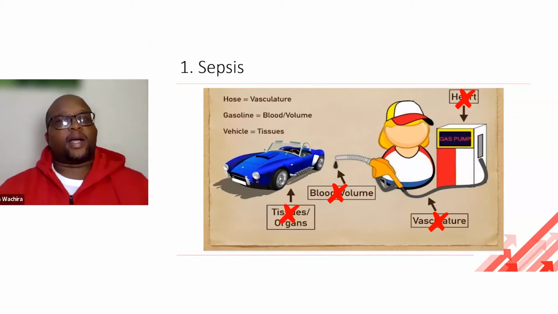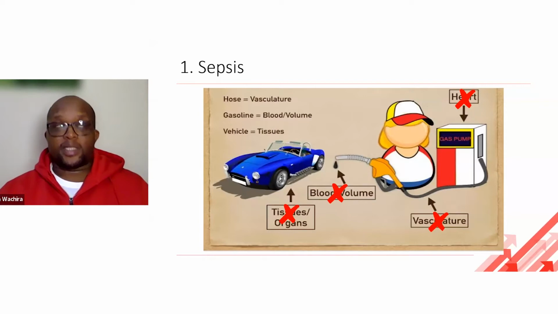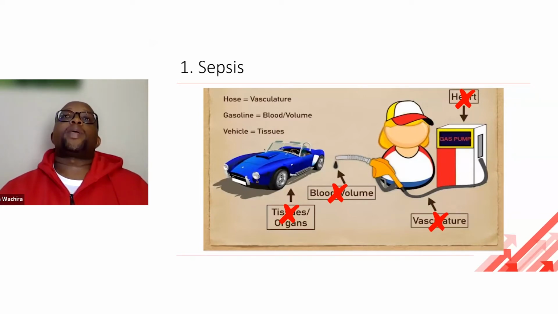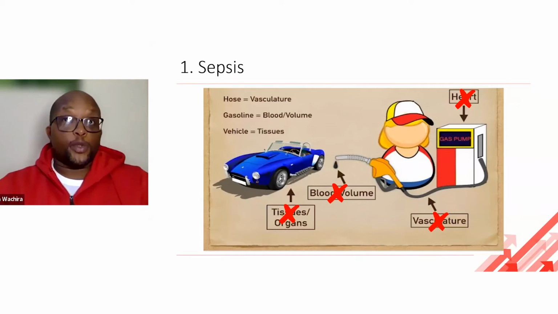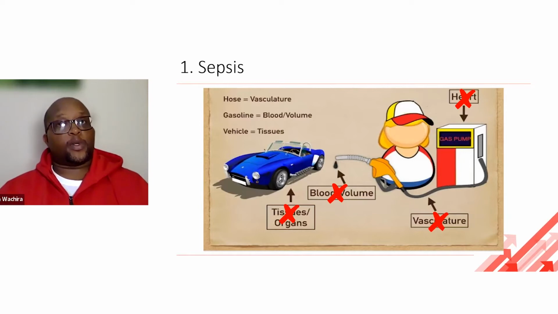And of course, you have a car problem, which is your tissues and your organs, because they're also exposed to the same endotoxins. So remember, your heart is also an organ. The toxicity caused by the sepsis does impair oxygen utilization by your tissues, leading to end organ dysfunction. And always remember, the heart is an end organ.